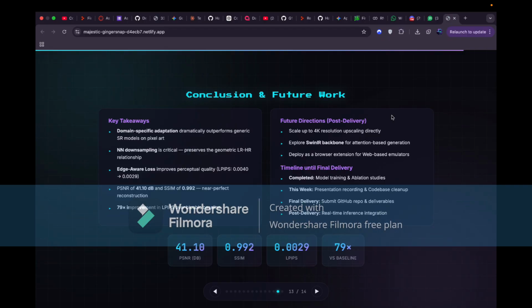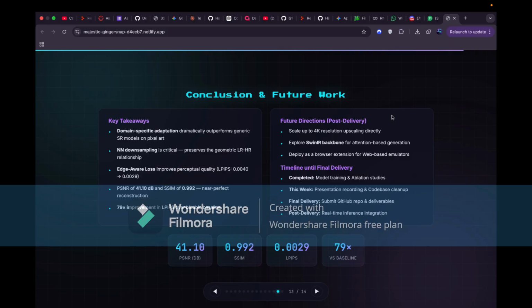Okay, now for our conclusion and future work. To summarize our final delivery, domain-specific adaptation combined with massive data scaling completely solves the pixel art super resolution problem. By integrating neural network downsampling, edge-aware loss, palette constraints, and adversarial training on 89,000 images, we achieved a near-perfect reconstruction that dramatically outperforms generic SOTA models like SwinIR.